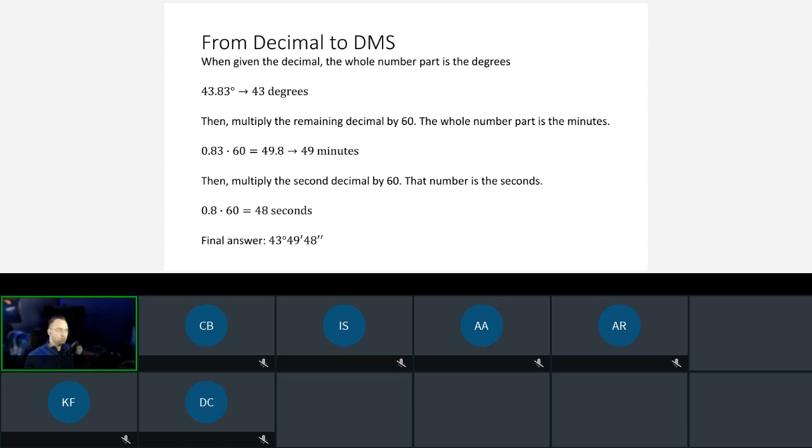And if we want to double check our work, we can go backwards. We can do 43 plus 49 over 60 plus 48 over 3600. Hit enter, and we will, in fact, get back to the original problem, 43.83. It's a good way to check.